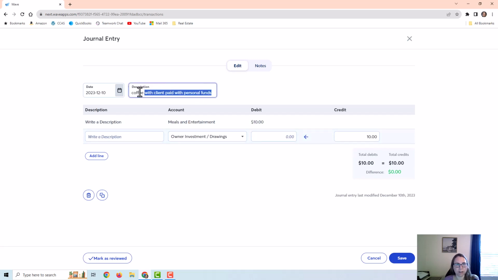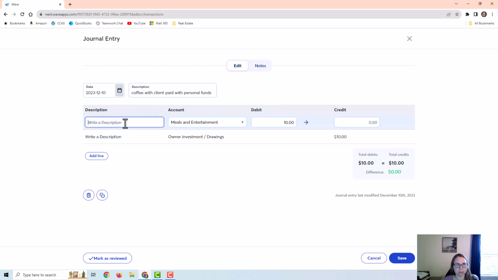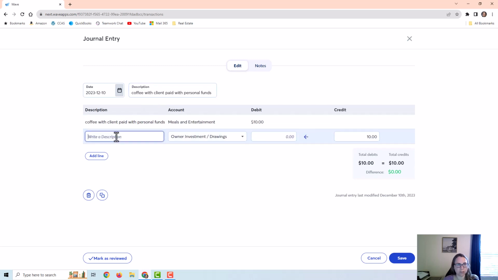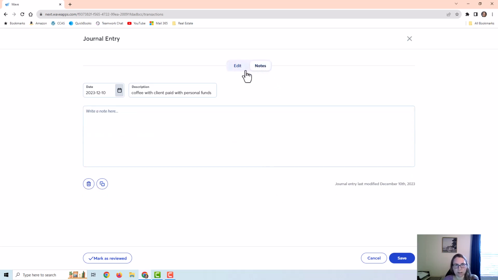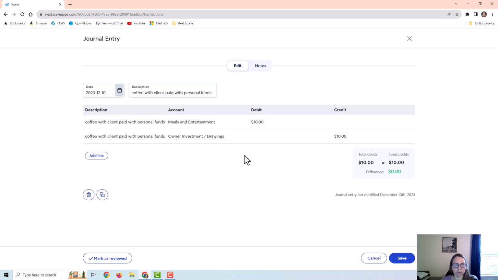You can copy paste this description down here if you want to. You certainly don't have to. Now, there's not a place to add a receipt here. It will allow you to add notes. So keep that in mind. If you like adding receipts to your expenses, you may want to use the other method instead. Or if you like having expenses with vendors and tracking expenses by vendor, then you may want to use the other method instead. So it's really just a personal preference.